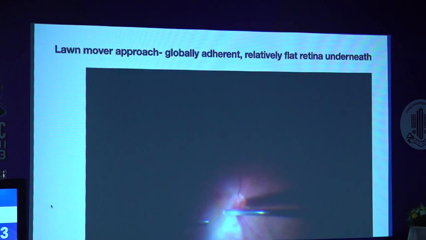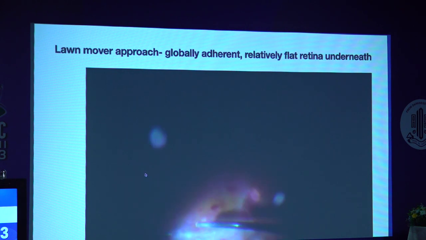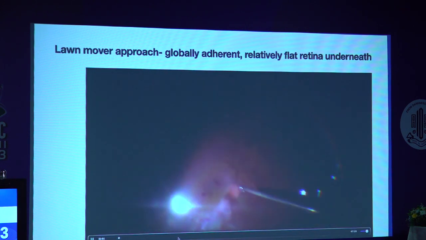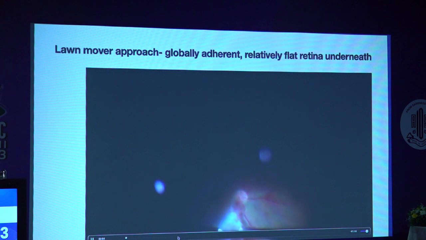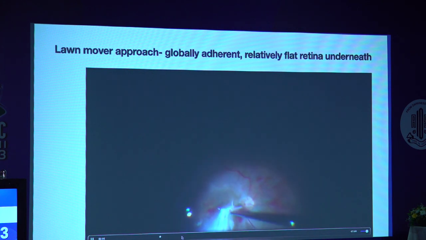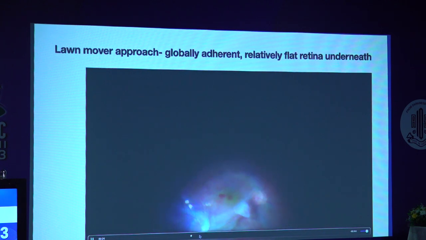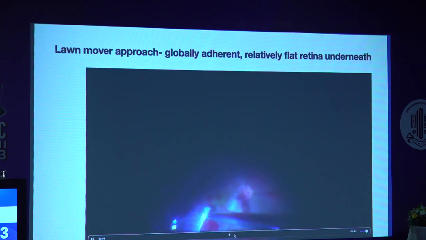So, yeah, this is the other small thing that I was saying, the lawnmower approach. When you don't have any purchase behind a broad membrane like this, and the retina is not detached. If it is a detached retina, I know we have to go to bimanual surgery. If it is an attached retina and there's a broad dense membrane like this, and we don't have any purchase of going behind the membrane, these are the kind of situations where you would try to do a lawnmower approach.